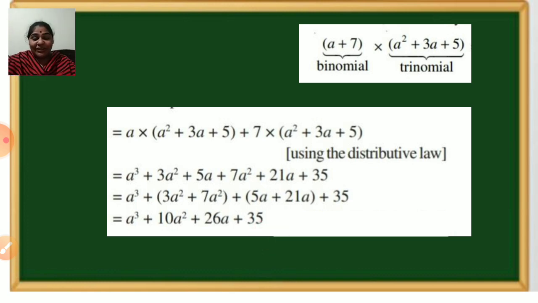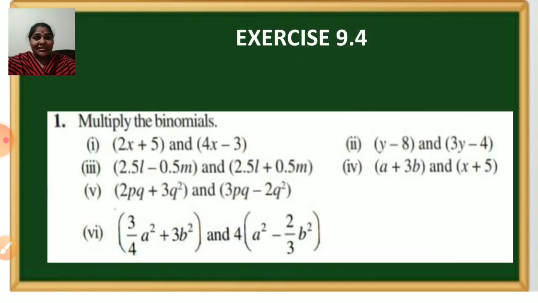So go through all these sums and once again try to solve it in your book. Okay. Now let us start with our exercise 9.4. It is related to the same topic, that is polynomial to polynomial multiplication. So this is question number 1. Multiply the binomials, and there are 6 sums given, children. Let us start one by one.